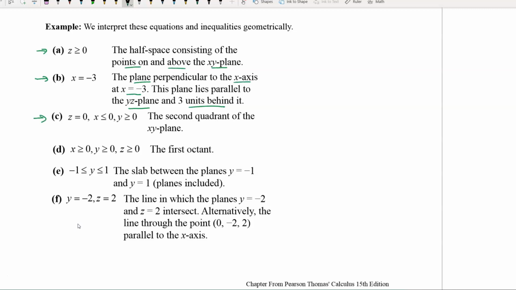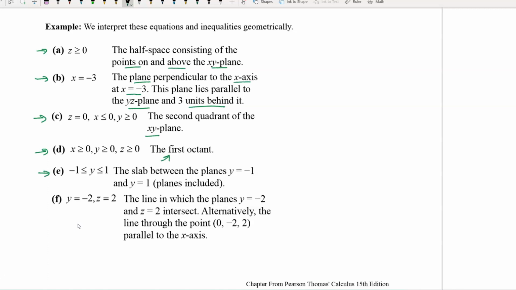Part C, here we have z equal to 0, x less than or equal to 0, and y greater than or equal to 0. So in this case, it is the second quadrant of the xy plane. So this is what we have here, the second quadrant of xy. Part D, all of x, y, z are greater than or equal to 0. So this is what we have for our first octant.